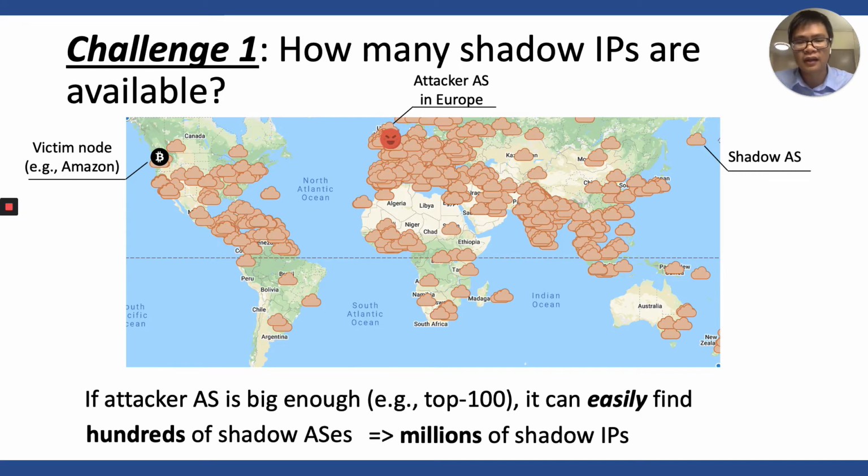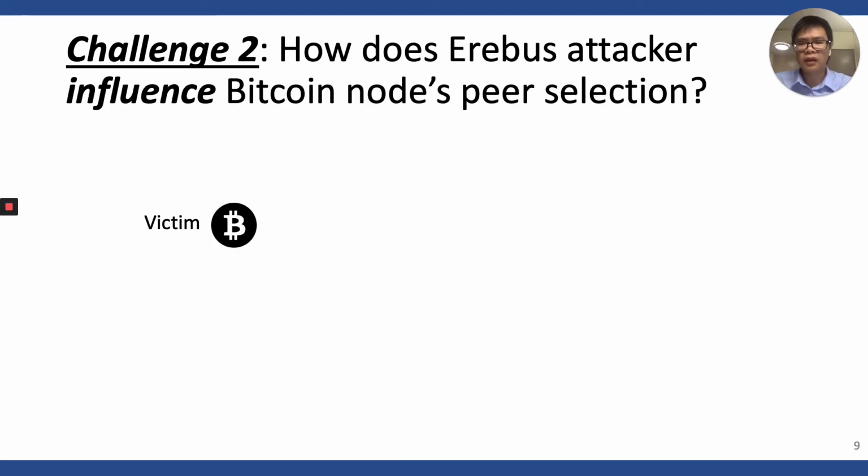Note that the attacker can use any IP address in any of these shadow ASes because a shadow IP does not necessarily need to be a real Bitcoin node. The adversary can use any IP to pretend to be the real Bitcoin node using that IP address, as long as the attacker is on the path. Compared to the current Bitcoin network, which has about 10,000 nodes, millions of shadow IPs is a huge number. So we now know that the attacker can control a lot of IPs.